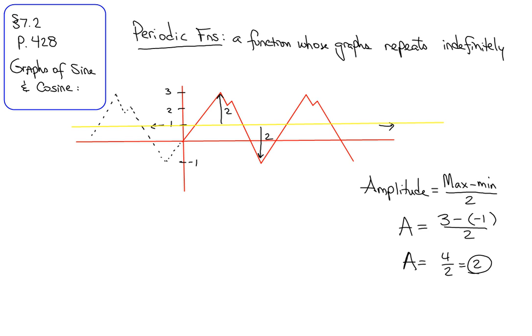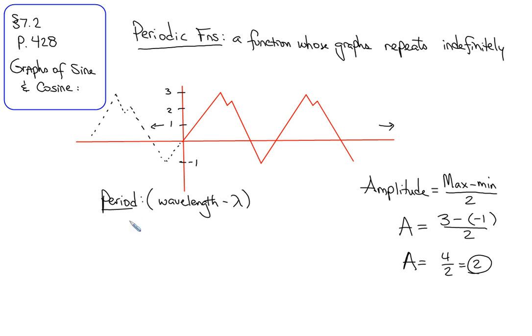Now, in addition to amplitude, we have the concept of period. In math, we refer to this as period. In your science classes, this is usually referred to as wavelength, the length of the wave, which in science is represented by the Greek letter lambda. We call it period, though, in math.